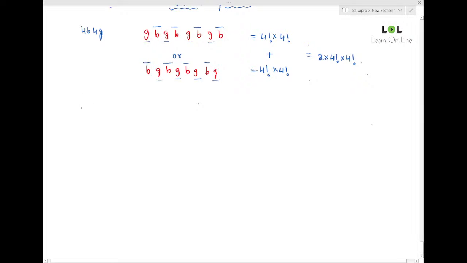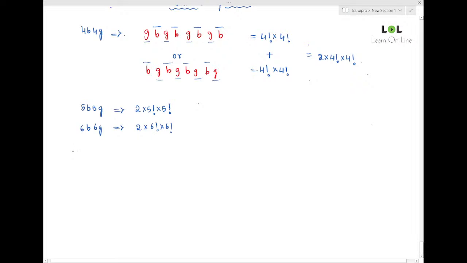Suppose I tell you 5 boys and 5 girls, you give me the answer. How many ways can I arrange 5 boys and 5 girls? Very similar to the previous case. Perfect, Chandana. What do we get? 2 times 5 factorial into 5 factorial. Suppose I tell you 6 boys and 6 girls, what will be the answer? 2 times 6 factorial into 6 factorial.